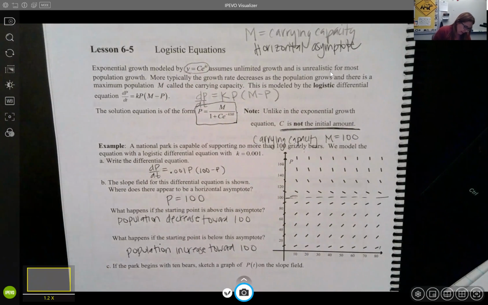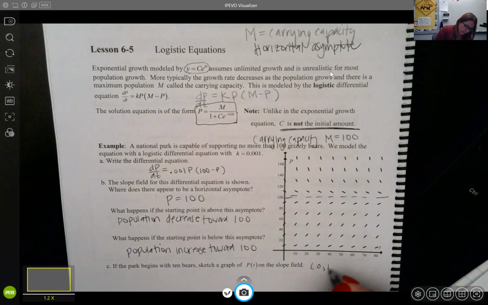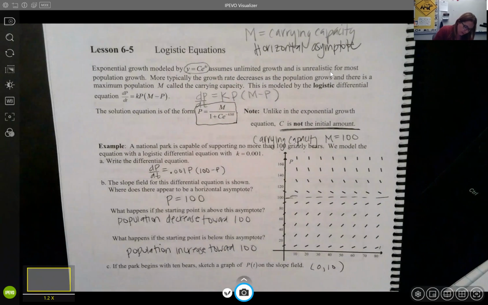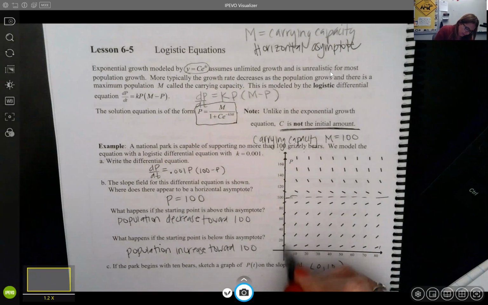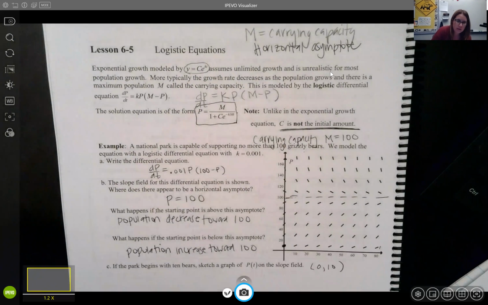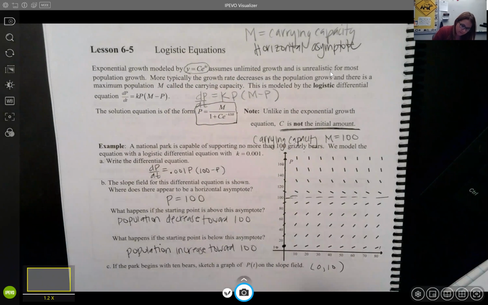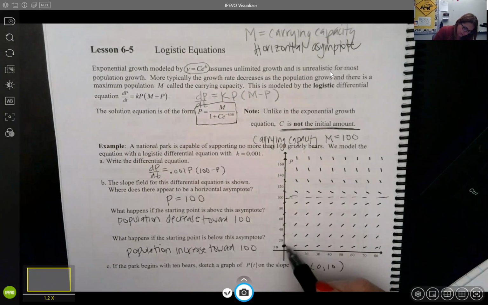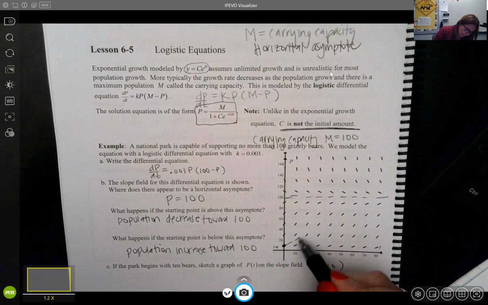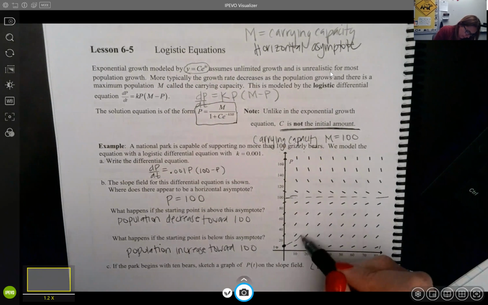Okay, so this says if the park starts with 10 bears, so that means at 0, there's 10 bears. Then I'm going to start right here. This one's 20, so let's say 10 is about right here. Okay, this is where we start at 0. If I follow the curve here, this is going to go like this. Remember, we keep the slope in between.